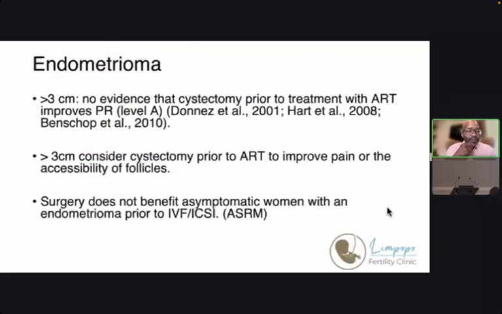When you look at what Jacques Donnez said, in infertile women with endometrioma larger than 3 centimeters, there is no evidence that cystectomy prior to treatment with ART improves pregnancy rate. And in women with endometrioma larger than 3 centimeters, you need to consider cystectomy prior to ART to improve endometriosis-associated pain or accessibility of follicles. And there's evidence that suggests that surgery does not benefit asymptomatic women with endometrioma prior to scheduling for IVF.